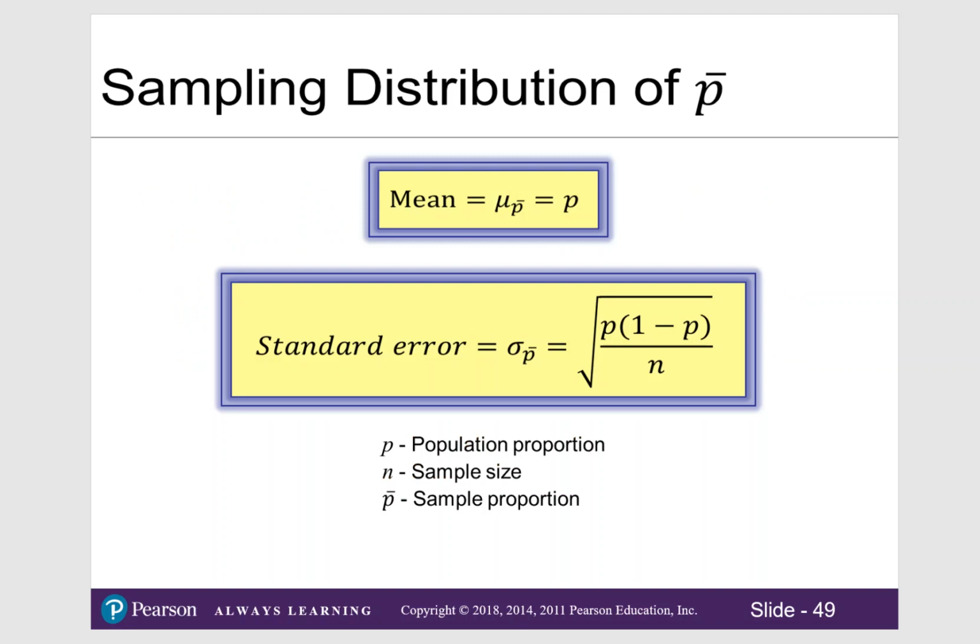Well, the mean is just going to be the proportion, and the standard error is going to be the square root of p times q over n. If you look at this, it should look fairly familiar. This looks like the distribution for the binomial because it is just that. If you remember, the mean for the binomial was n times p.